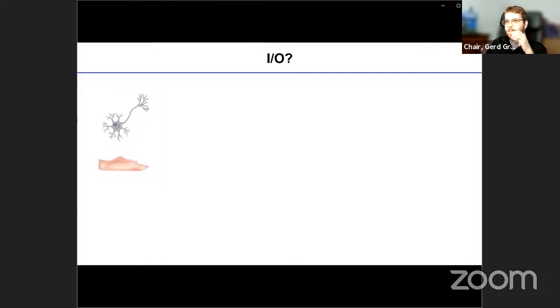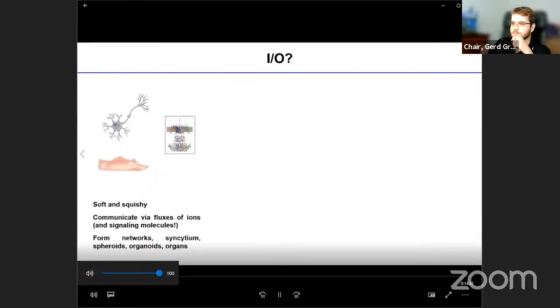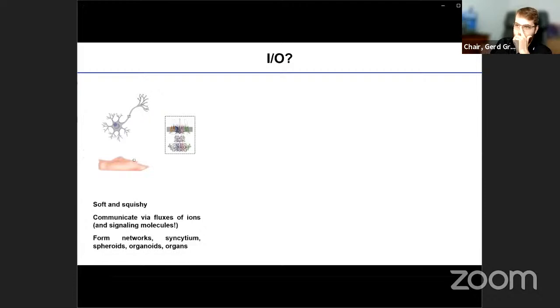Input-output. You have the biological entities such as a neuron or cardiomyocyte. They are soft and squishy. They communicate via fluxes of ions or signaling molecules that elicit fluxes of ion response. They form networks in situ, spheroids, organoids, and organs.